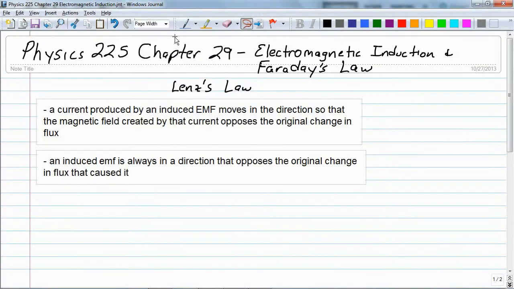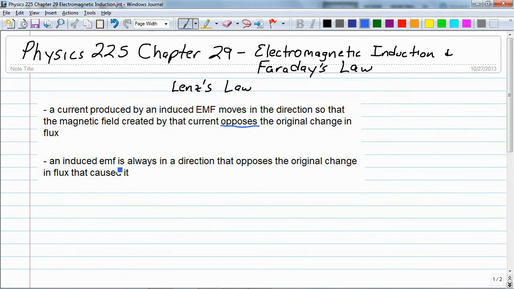So this idea of Lenz's law is a little bit confusing until you get used to it. So let's take a look at what Lenz's law says. It says a current produced by an induced EMF moves in a direction so that the magnetic field created by that current opposes the original change in flux. So the word here that we want to highlight is opposes.